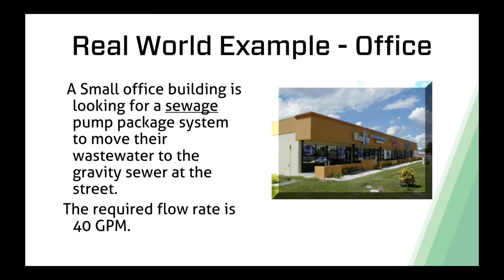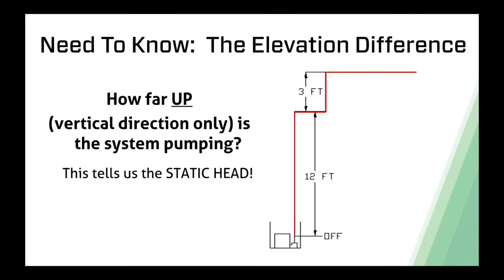So now, with our remaining time, we're going to look at a real-world example and go through all of these steps. We're going to imagine that we have a small office building that's going in, and they come to us. They're either building or redeveloping this, and they're looking for a sewage pump because they're going to put a little sewage basin down in the basement to collect the sewage, and they're going to pump it up to a gravity sewer system that's located near the street. And the required flow rate that they've told us for this application is going to be 40 gallons a minute.